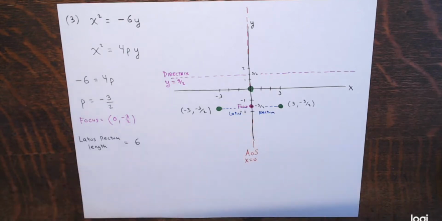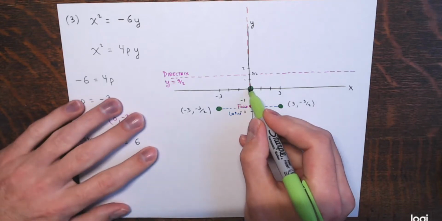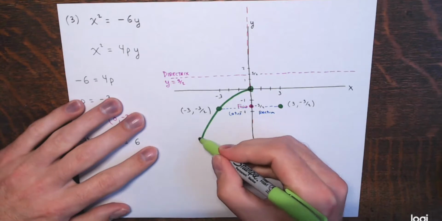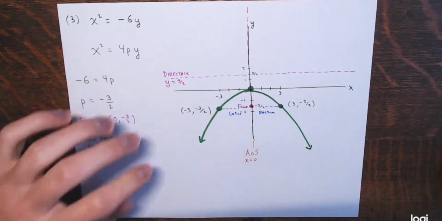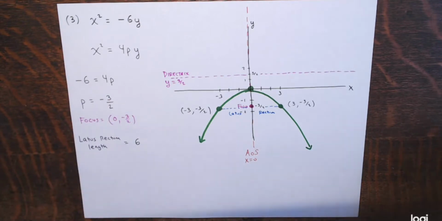And then once you have the vertex and the endpoints of this latus rectum, you can make a rough sketch of the parabola, and this will be a parabola opening down, going through those endpoints of the latus rectum. Okay, great.